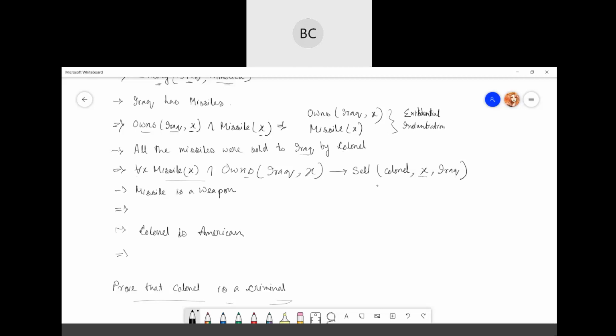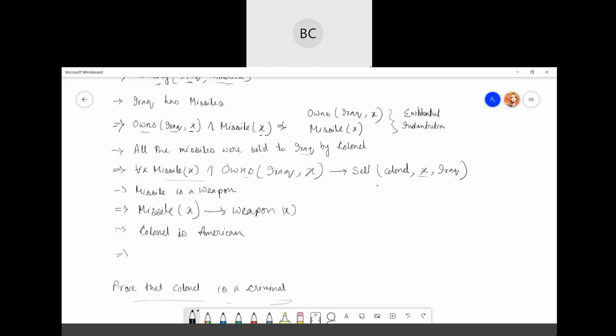Okay. The next fact is that missile is a weapon. So we can just say: for all X, if missile X, then it's a weapon. You also have the option that you can just write Weapon(Missile(X)), or you can write it in one relationship. But since I already used weapon and missile here previously, I just use a similar type of thing. So it's like: if missile X, then it's a weapon.